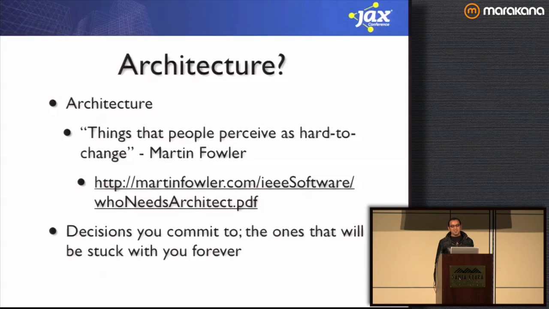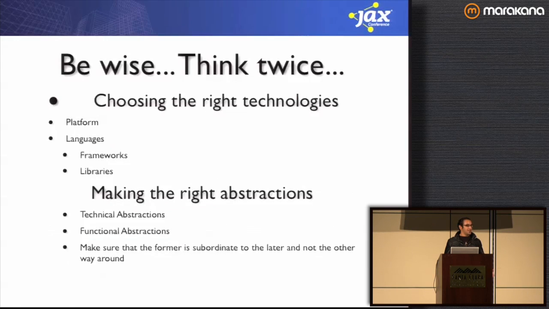And he wrote this very nice paper called Who Needs an Architect? This very short PDF that is very much worth reading. In other words, an architecture would be these decisions that you commit to and the ones that you are stuck with for the rest of your life or the life of the software itself. So you might want to think twice before making these decisions.